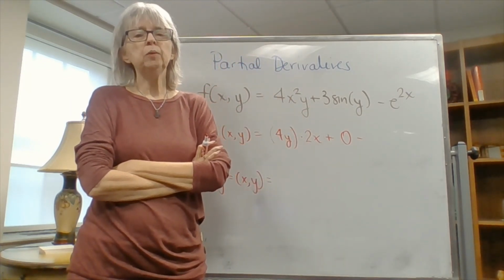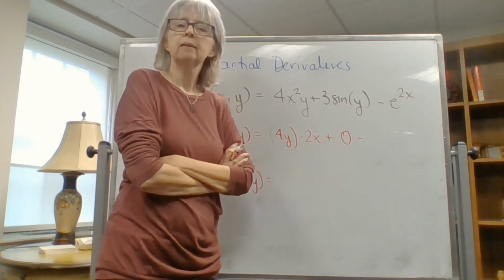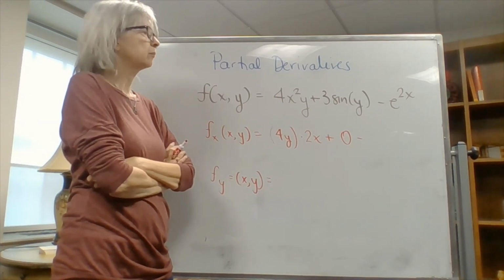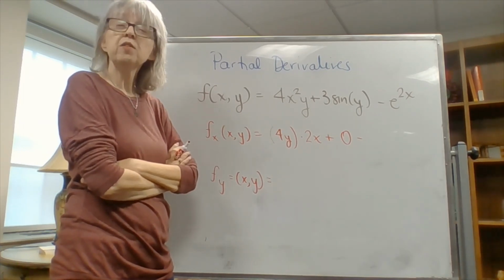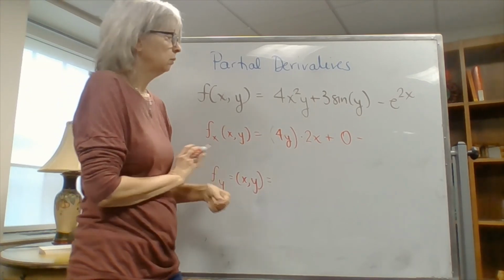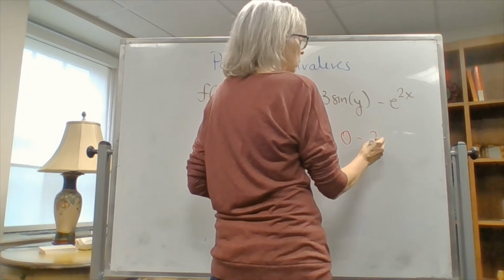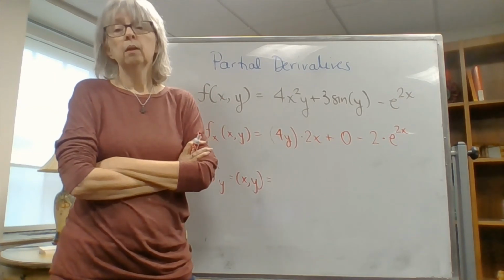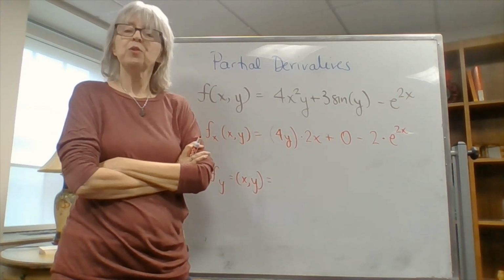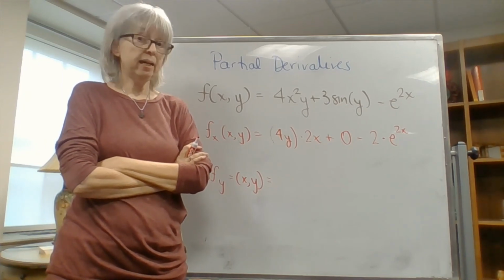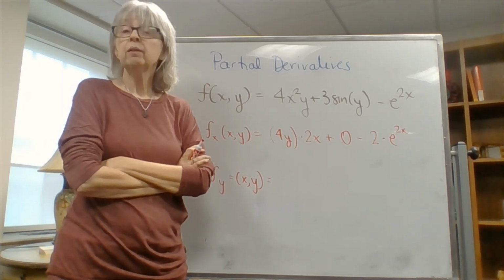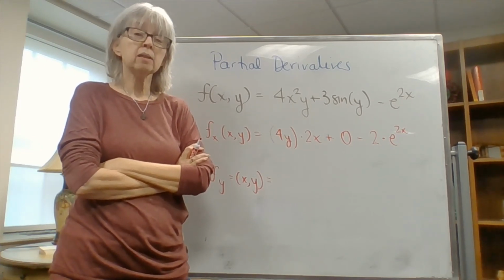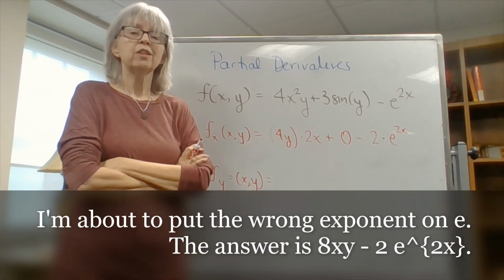All right, my variable is x because I'm looking at the partial with respect to x. So the derivative of e raised to a power is the derivative of the power times e to the same power. And I don't get to put a 0 up here this time because I am changing x, and my exponent is 2x, and the derivative of 2x with x as my variable is just 2.